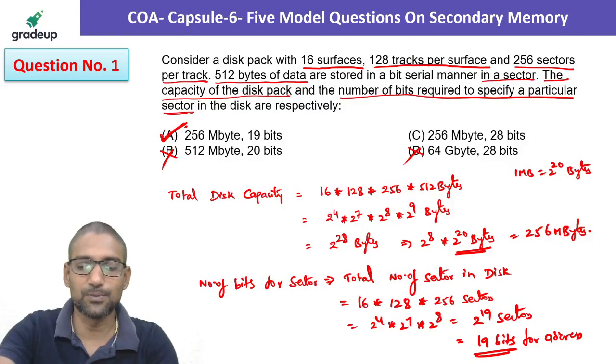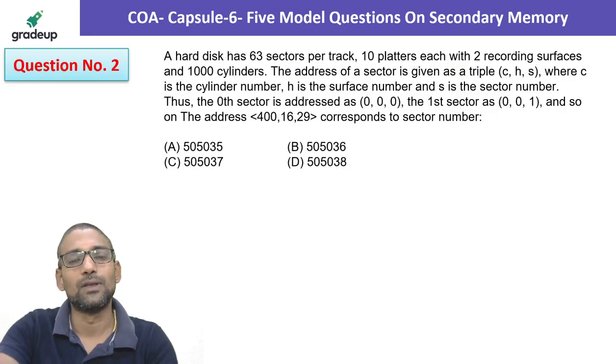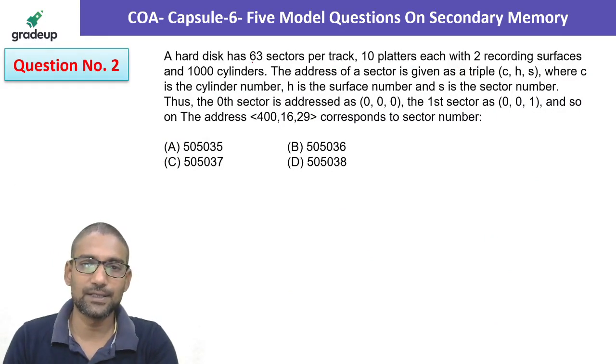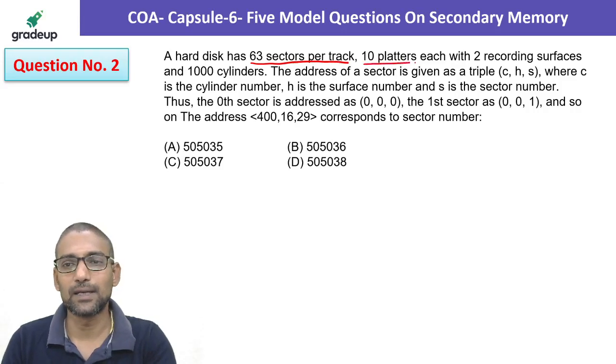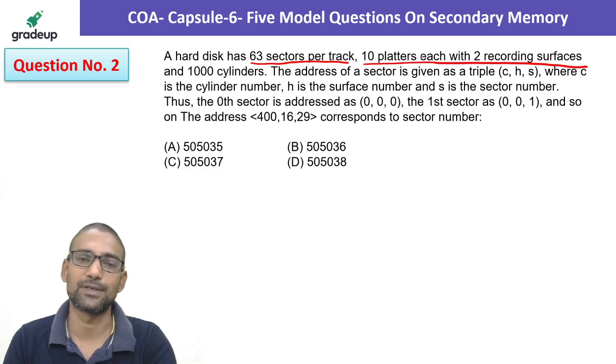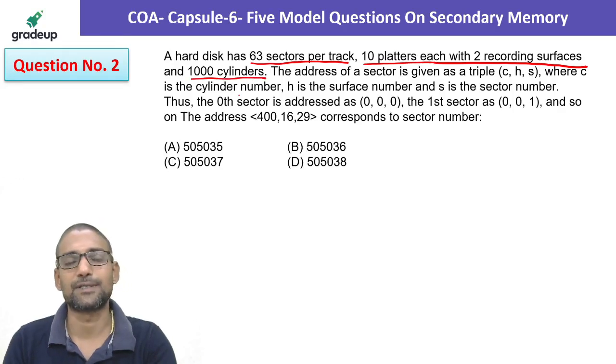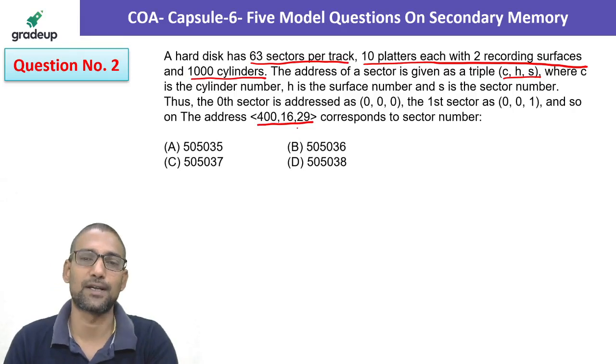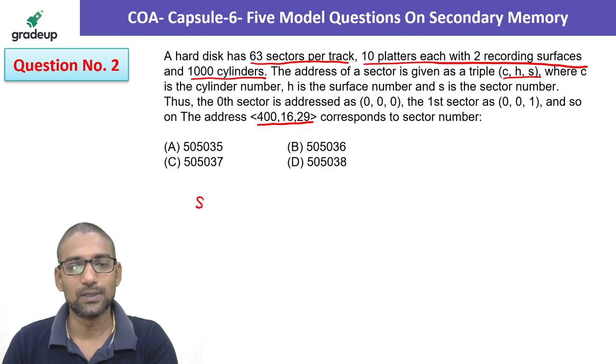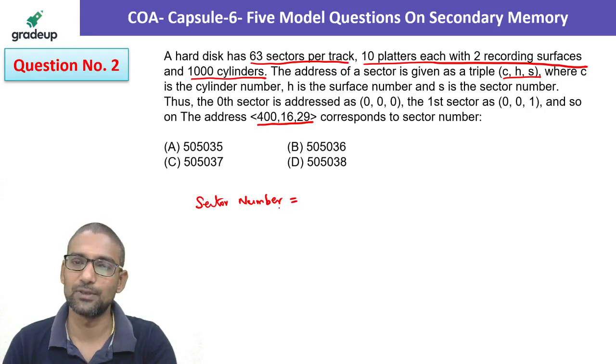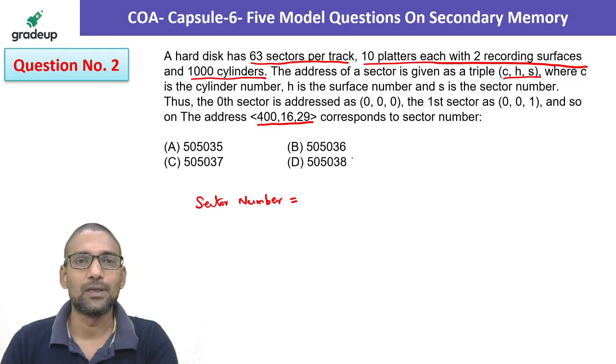Okay, next model question. A hard disk has 63 sectors per track, 10 platters, each with 2 recording surfaces, 1000 cylinders. The address is given as CHS. We know what CHS is. Then the address so and so corresponds to what sector number? We know the formula for that. I have already given it in the previous capsule. If you have missed it, please refer to it. So how do you get the sector number when CHS is given?